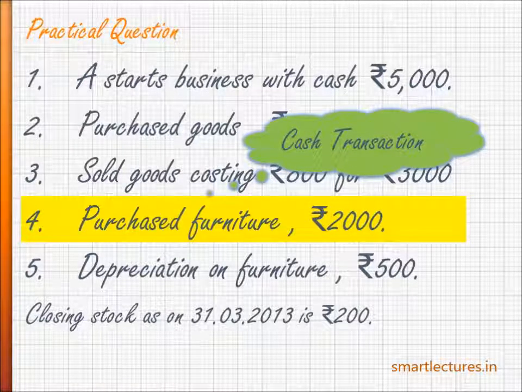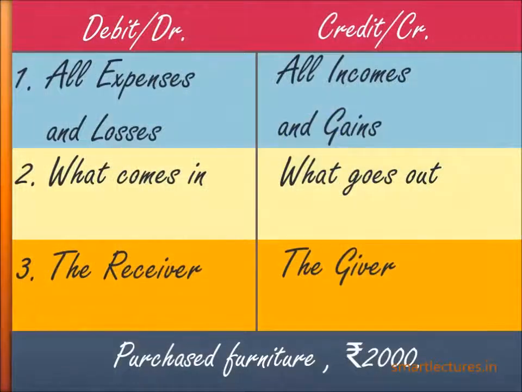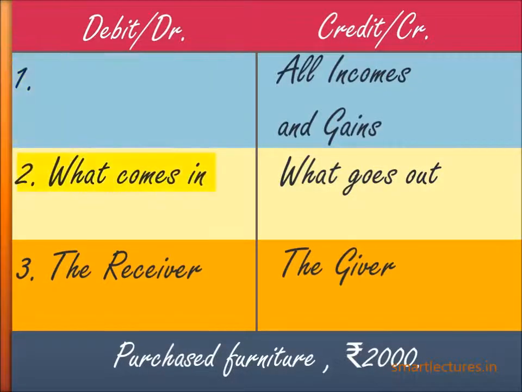So let's go to the table of options. On the debit side, debit all expenses and losses. To buy any asset is not an expense, it's not a loss. Move to the next option. Debit what comes in. Has anything come in the firm? Yes. Furniture has come in the firm. So write down furniture.